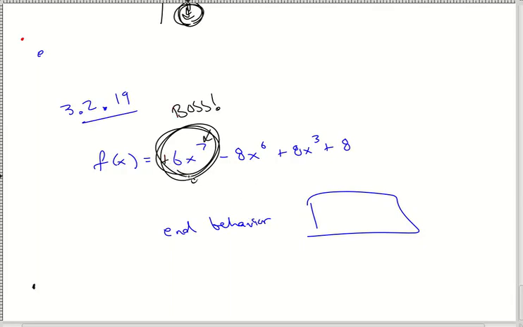But he's positive in this particular case, and he's got an odd power. So going in different directions, eventually going to go positive in the end. So we're going to fall to start with on the left, but eventually we're going to rise on the right. Again, reading left to right there.